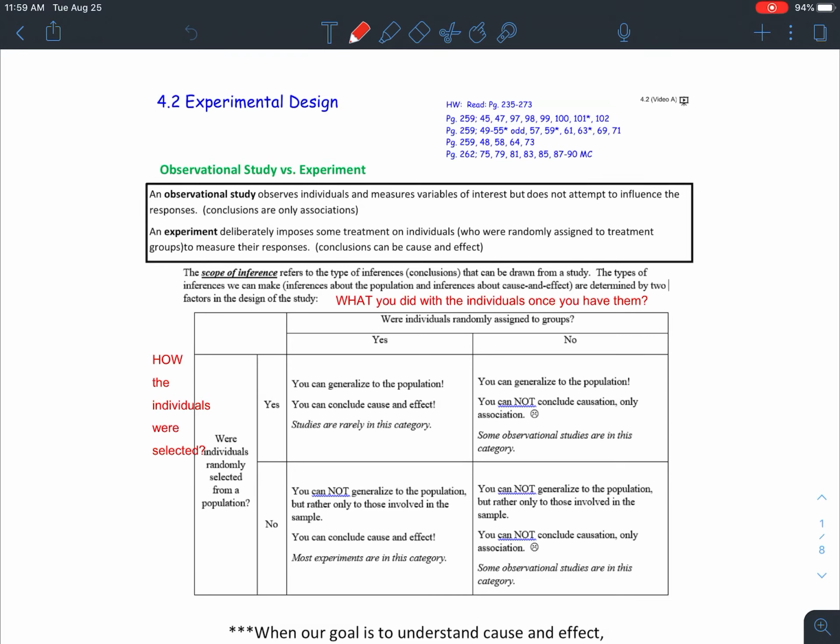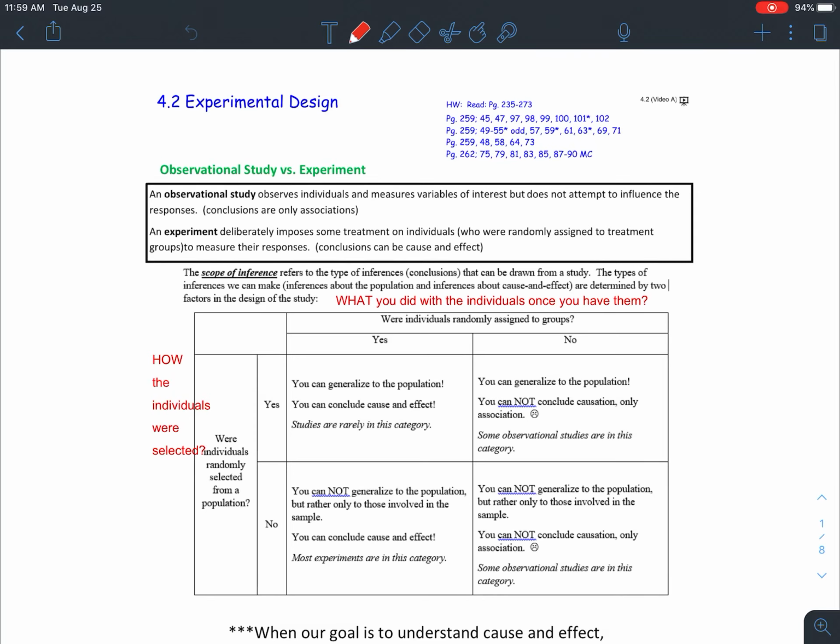Okay, we are going to start section 4.2 today. This is in the chapter where we're talking about how statisticians design studies. And specifically in this section, we're going to be looking at what's called experimental design.